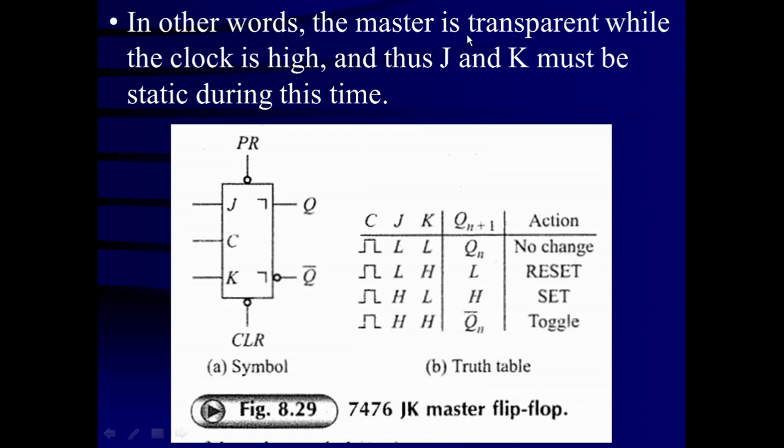In other words, the master is transparent while the clock level is high, and thus the J and K inputs must be static during this high level of the clock. You can see this is the symbol of the JK master slave flip-flop. The J input is there, the K input is there, and this is C, the clock input. The asynchronous preset and clear are also available with the bubble, which indicates that the preset and clear inputs are active low.